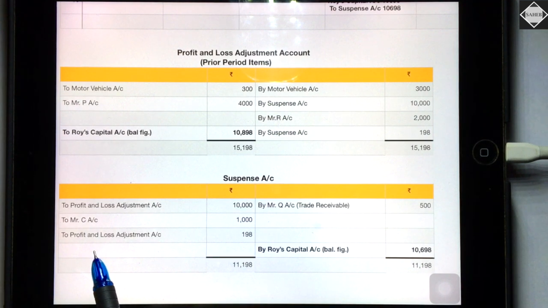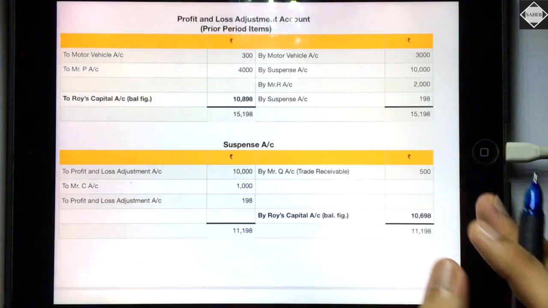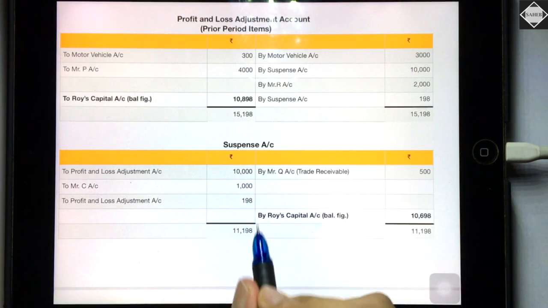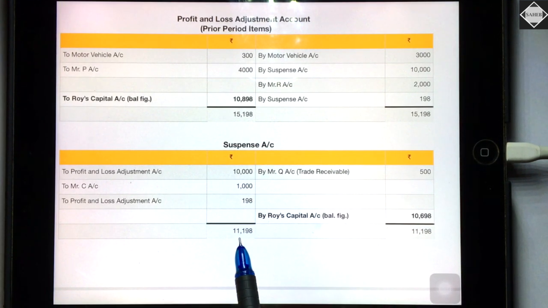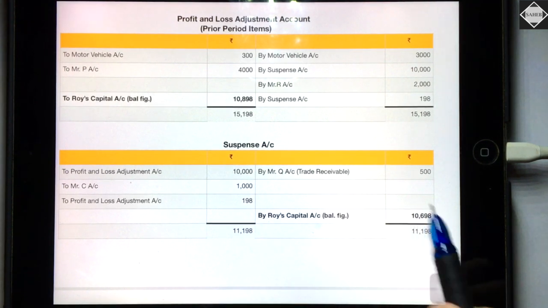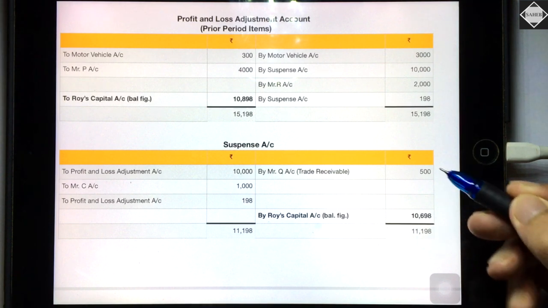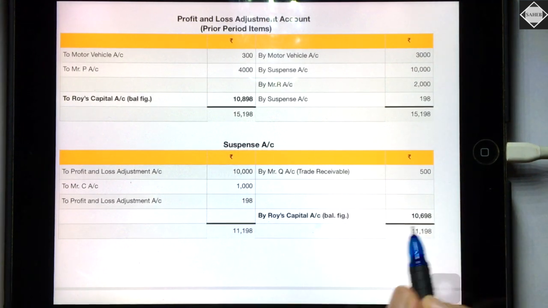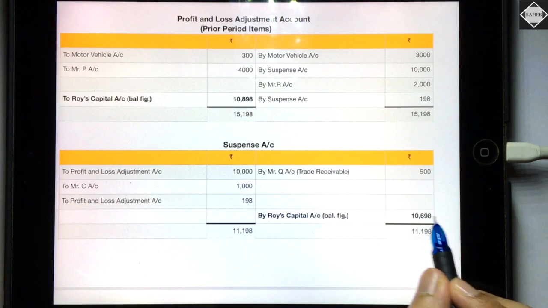Clear? Easy. Now balance it out. How will you balance? See which side is the bigger. 10,000 plus 1,000, 11,000 plus 198, 11,198. Write that on both the sides. Okay, and then just deduct it, 11,198 minus 500, that's equal to 10,698. This is the balance which will go where?